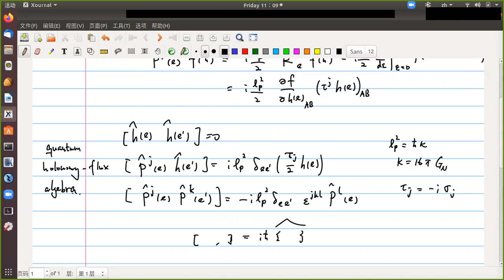This is something we talked about last time. And also last time I emphasized that the last commutation relation is just an analog of the angular momentum algebra, the commutation relation for angular momentum operators in quantum mechanics.